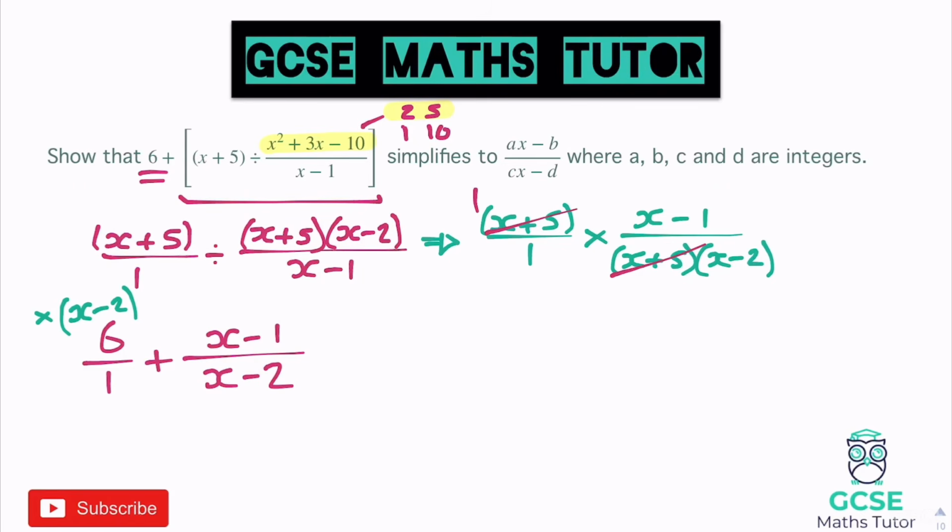There we go. And if we times that by x minus 2, 6 times x is 6x. Let's just show that that's where we're going. And 6 times 2 is minus 12. And on the bottom there, it's only a 1, so that's quite nice. That just becomes x minus 2. And now we can add that to the second fraction, which is x minus 1 over x minus 2.